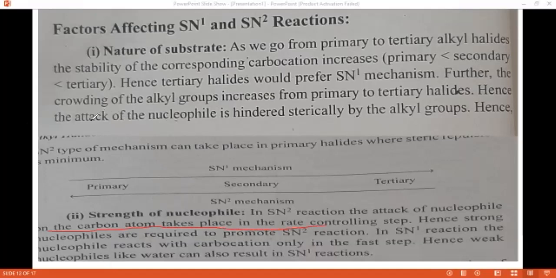In the SN1 reaction, the nucleophile reacts with the carbocation only in the fast step. Hence, a weak nucleophile like water can also result in SN1 reactions. So a strong nucleophile favors the SN2 reaction, and a weak nucleophile favors the SN1 reaction.